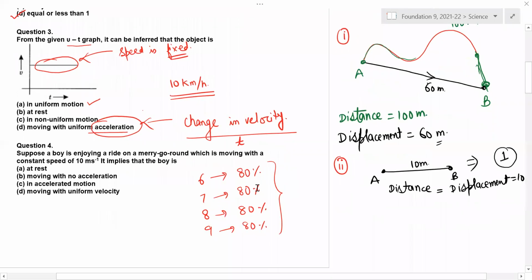Hope it is clear for you all. Graphical question, you have to apply your brain a little bit. What does it say, try to infer it. The X axis says time, which is passing slowly. The Y axis says it's speed, whatever parameter has been given. It is not changing. Not changing means uniform.